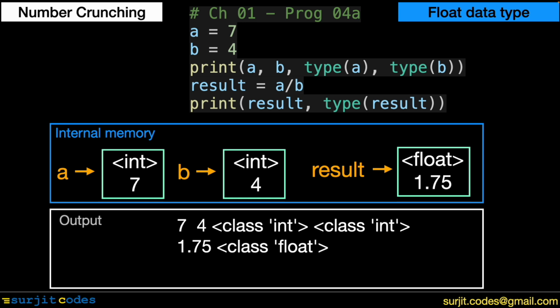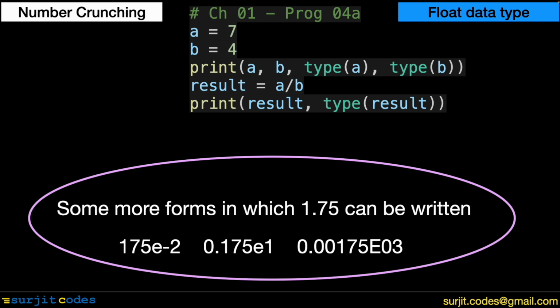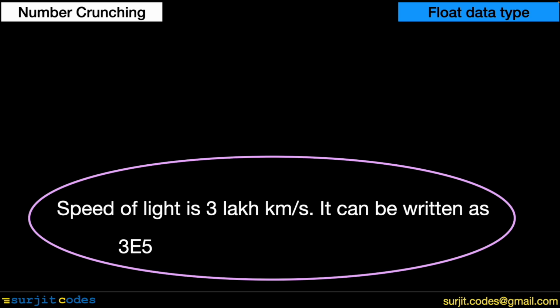The name float for this data type comes from the fact that decimal point can be made to float over the digits. 1.75 can also be written as 175 into 10 to power minus 2, which is written in Python as 175e minus 2. We can write the same number in many other ways by shifting the decimal point. Both capital and small e are allowed for exponent and they mean the same thing.